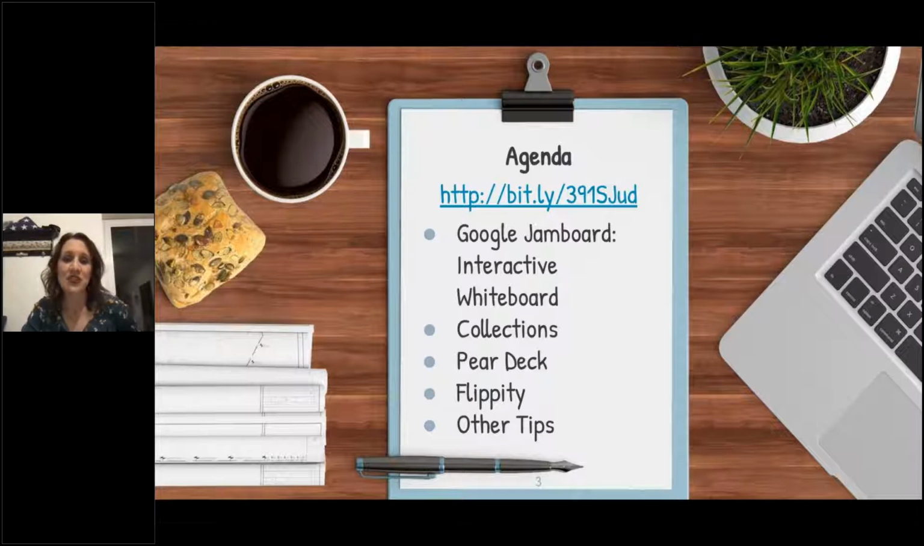So these are a few of the tools that we're going to share with you today: Google Jamboard, which is an interactive whiteboard. We're going to look at Google Collections, Pear Deck, and Flippity, and then I'm going to share a couple of other tips.